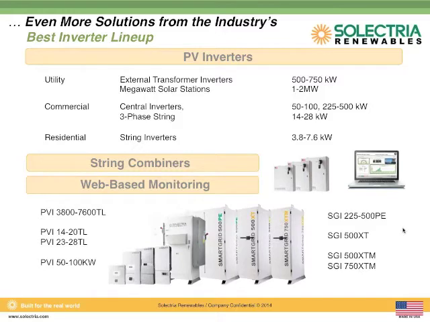So very quickly, our product lines that we currently offer range from our 3.8 single phase string inverters all the way up to our newest 1000 volt 500 and 750 XTM product line, as well as a full suite of combiners offering, specifically our newest addition, the Arcom combiner box that we'll be talking about in just a moment.